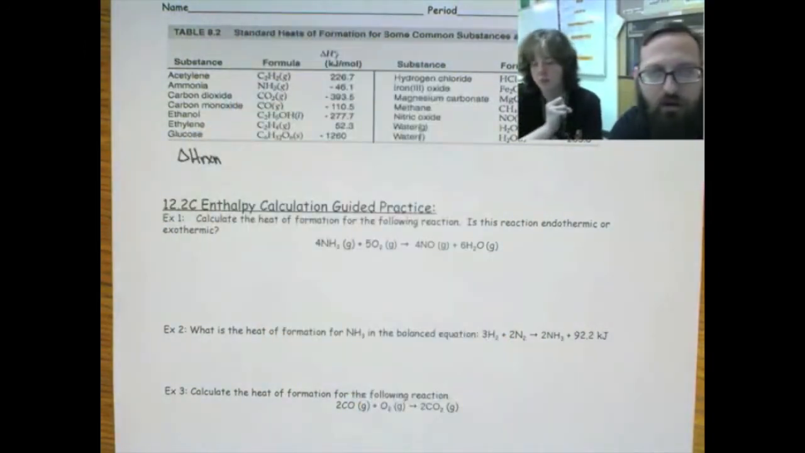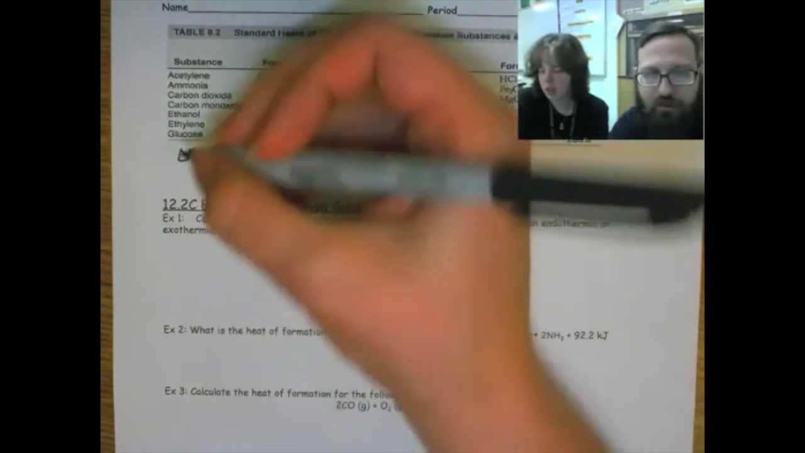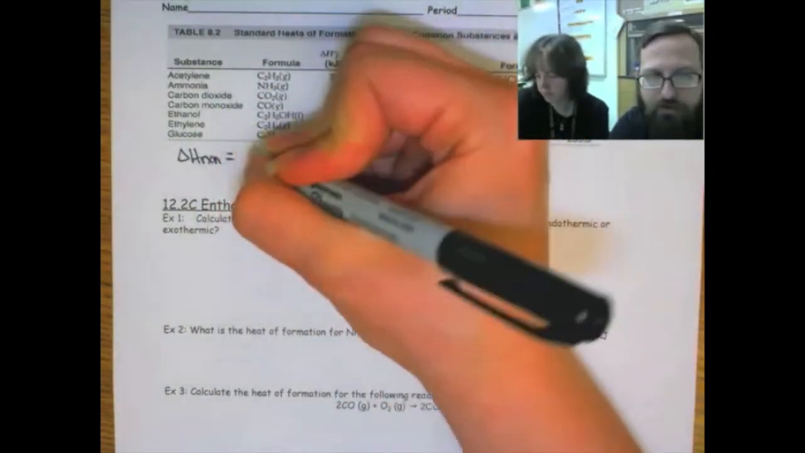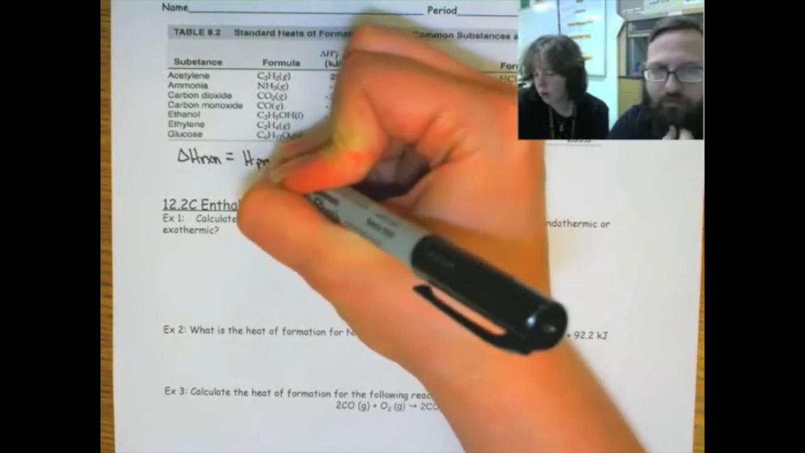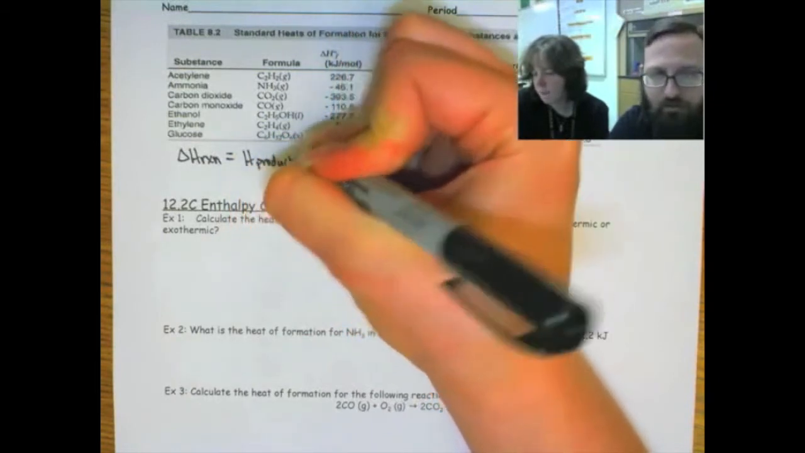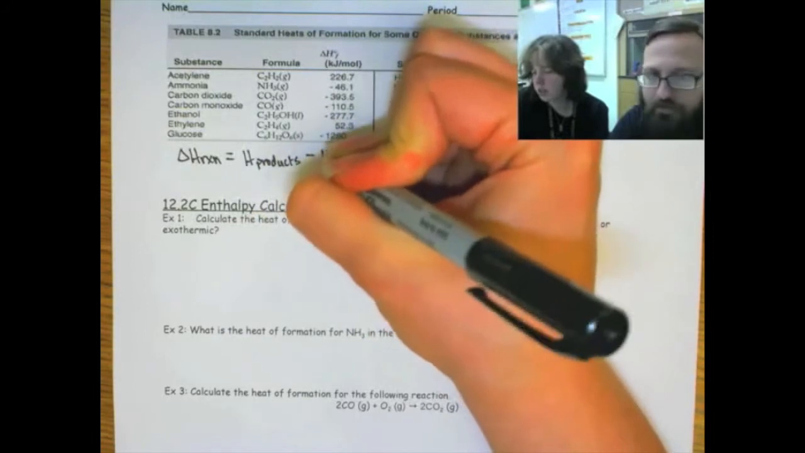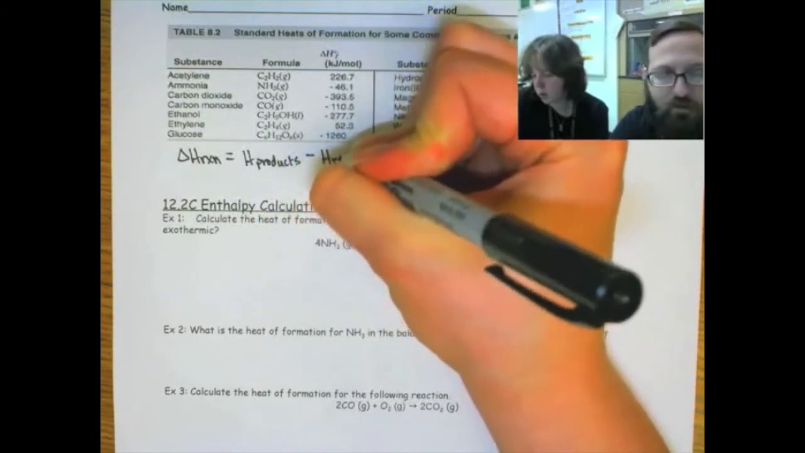It's heat of products. So our H for our products, and that's all of our products together, minus the heat of the reactants. And we've got to add all those together too, and we're going to go through and make sure we did that right.